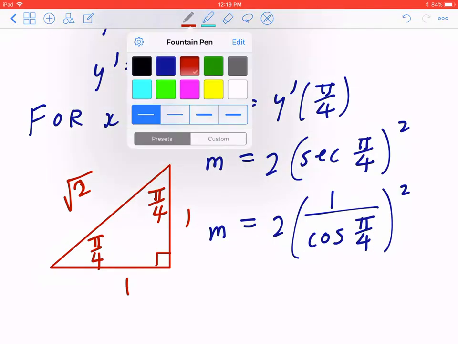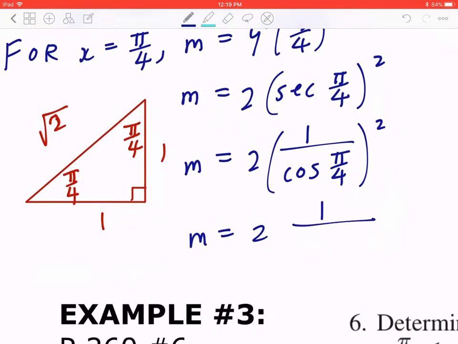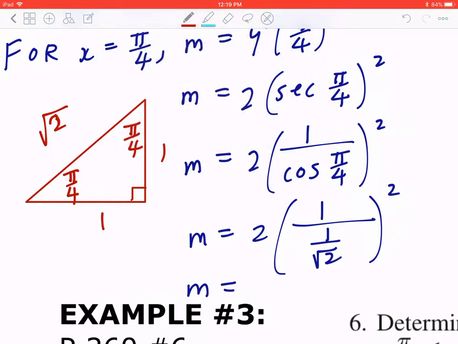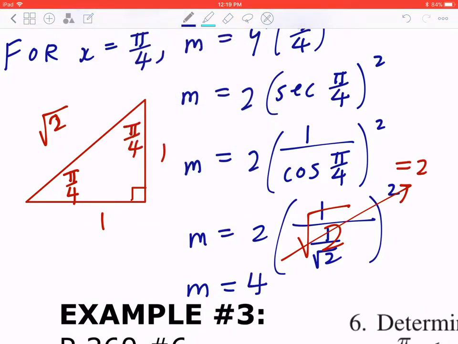Let's write this down. So the slope is going to be 1 over root 2 in brackets quantity squared. This means the slope equals 4, but I want to make sure you see this. So 1 over root 2 is simply root 2. And of course, root 2 squared is going to give you 2. And 2 times 2, that's going to be 4. So the slope equals 4.